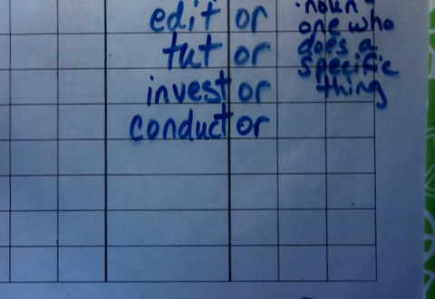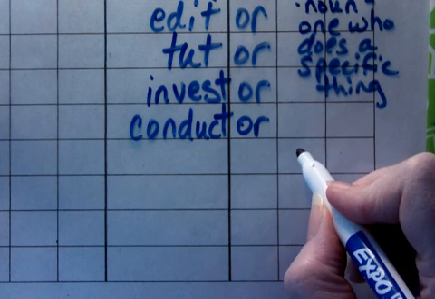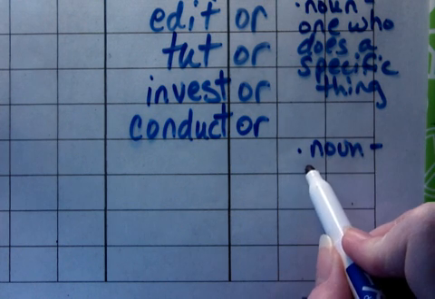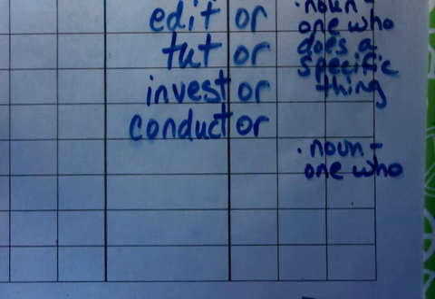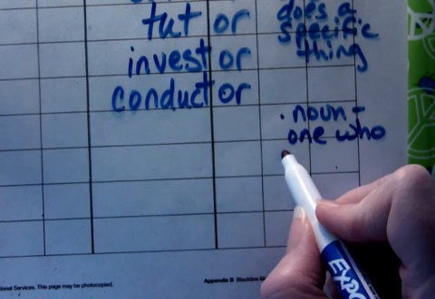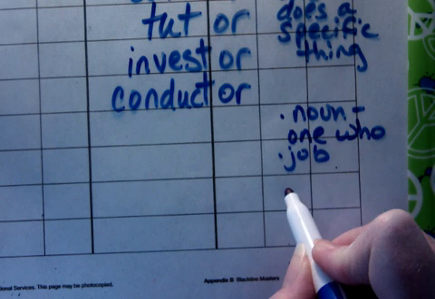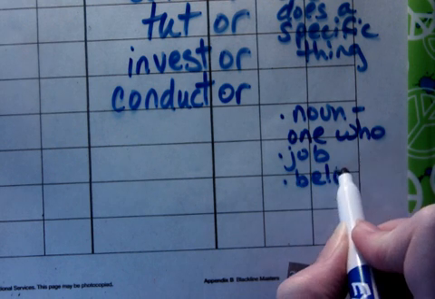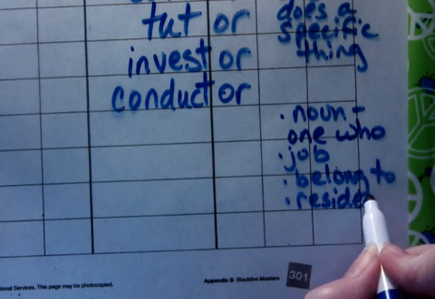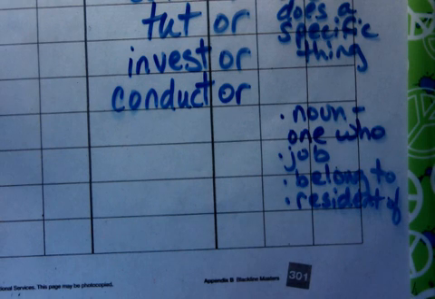The next suffix we'll do is the ER. When we have an ER suffix, it is a noun suffix, and it means the one who. And from what I could find on different online dictionary apps, it means ones who do a particular job, or something belongs to someone, or a resident of. So a New Yorker, spelled with an ER, is a resident of New York.